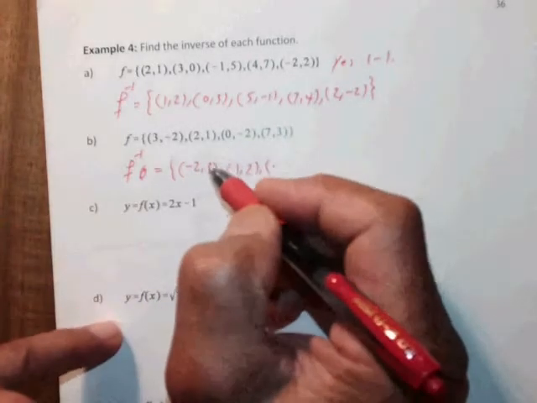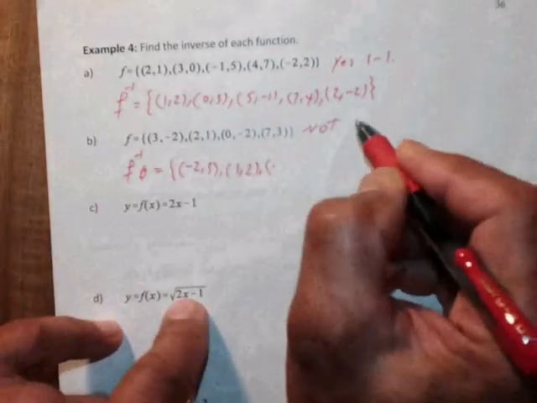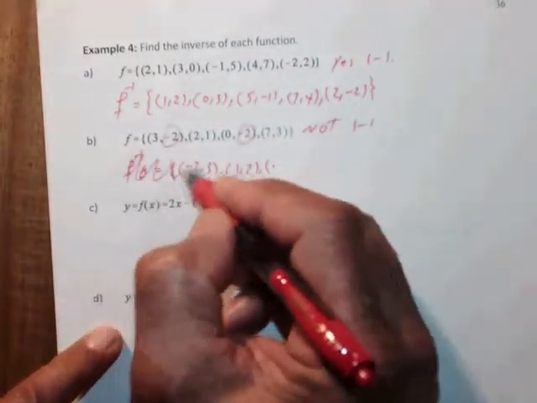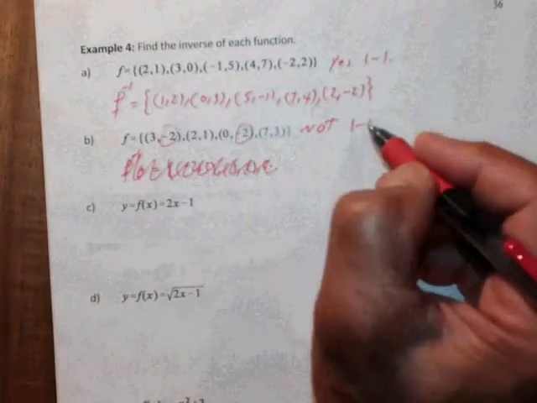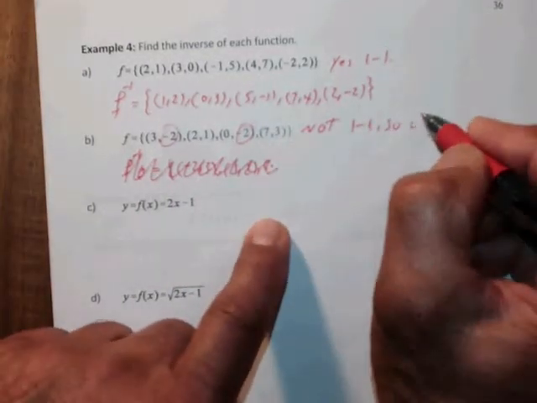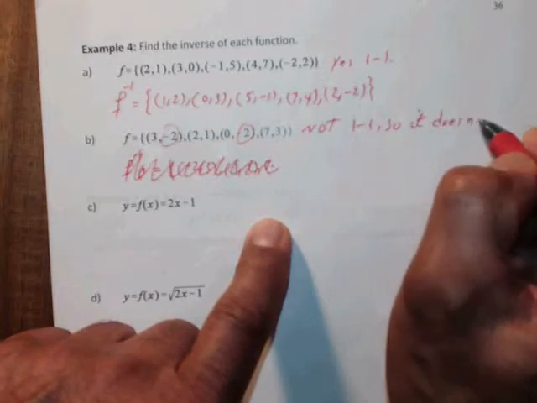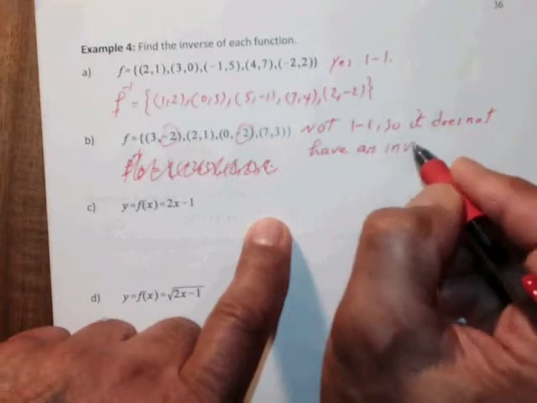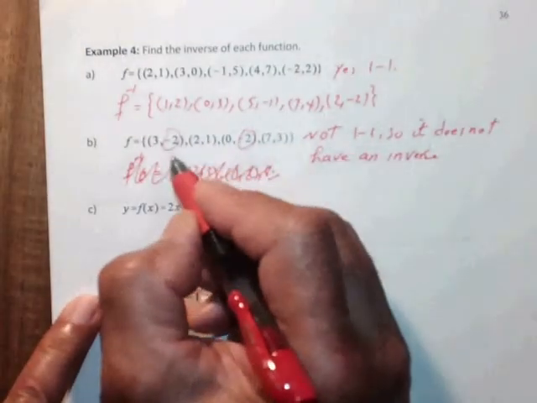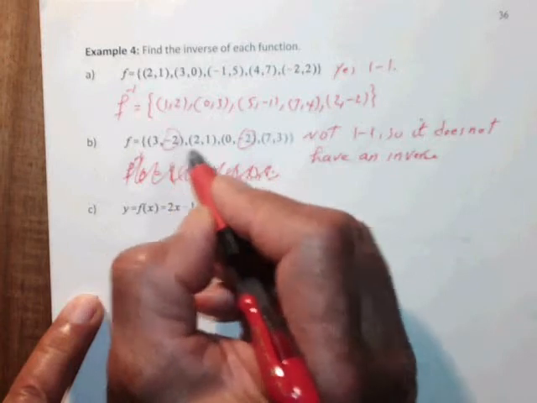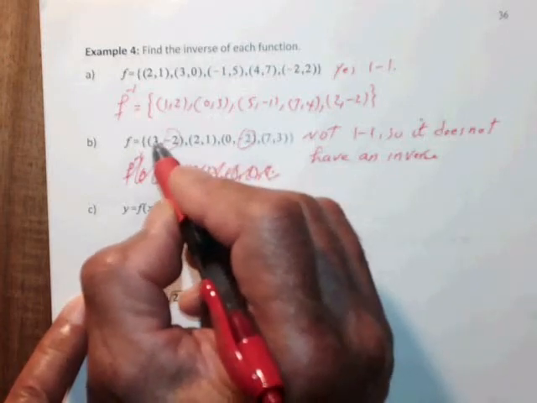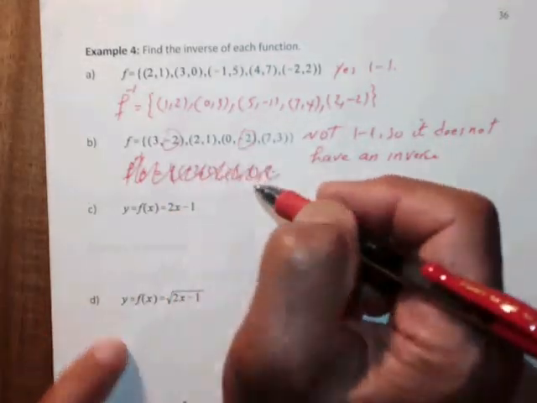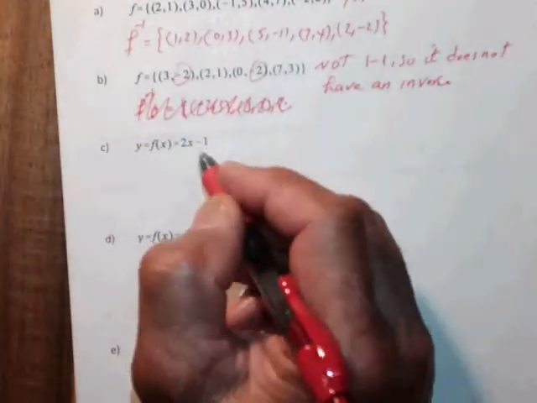Oh, sorry. This is not 1 to 1. Not 1 to 1 because you see, this is not 1 to 1, so it does not have an inverse. You see, not 1 to 1 because negative 2 has two different x values, 3 and 0, that have the same y value, so not 1 to 1.